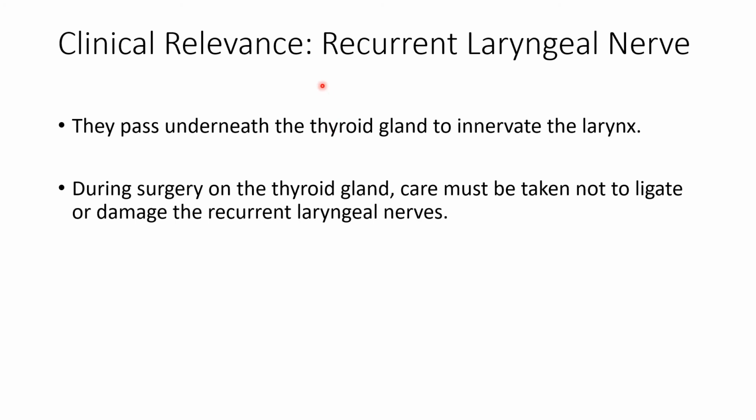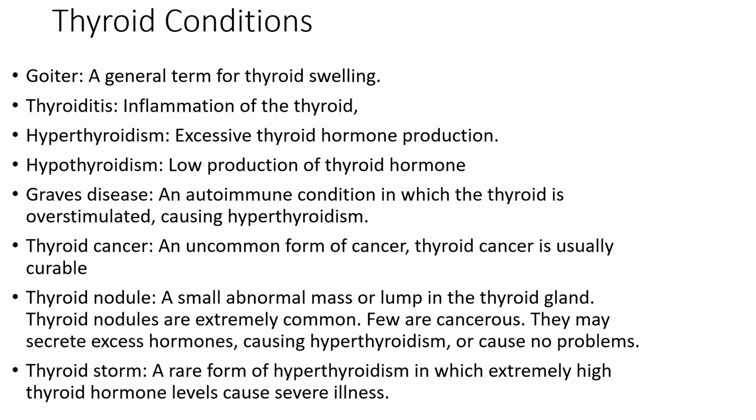About the clinical relevance, we already told the recurrent laryngeal nerve lies in close proximity with the thyroid gland. So during surgery of the thyroid gland, this nerve can be damaged and cause vocal cord paralysis. Some conditions of the thyroid include goiter, a general term for thyroid swelling. Thyroiditis, itis is the inflammation, so inflammation of the thyroid.